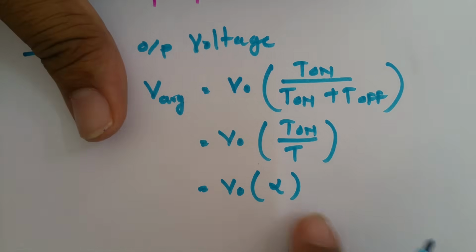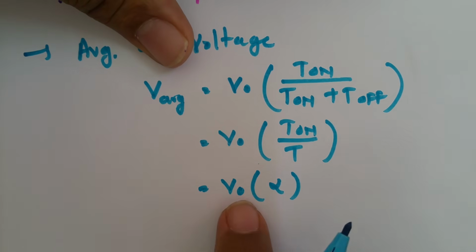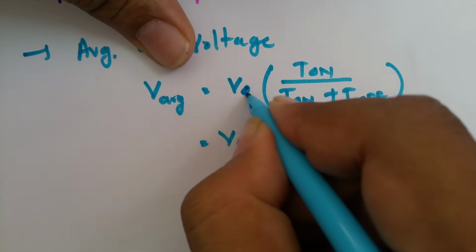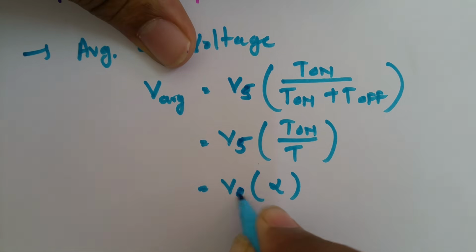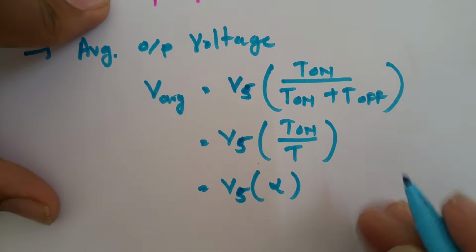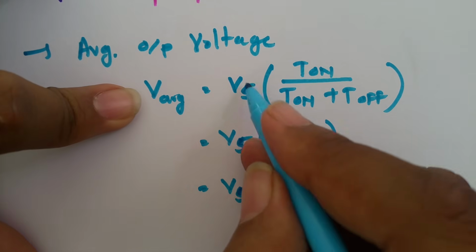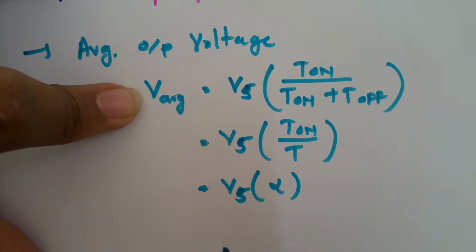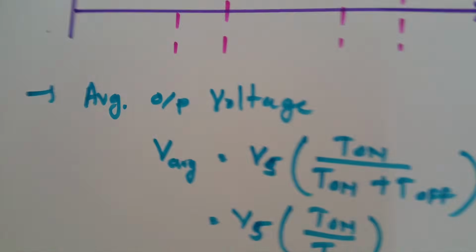So if we see average output voltage, that is always less than Vs voltage, which is what we are giving at input side. So average output voltage that is less than Vs voltage, that's why this is called a step down chopper. Now let us try to understand step up chopper.